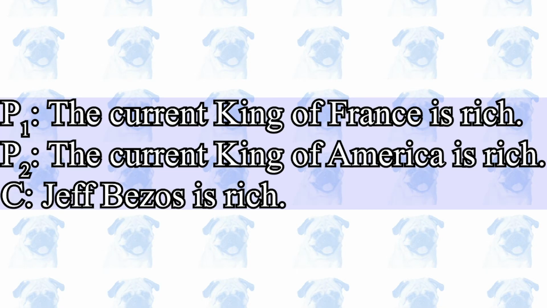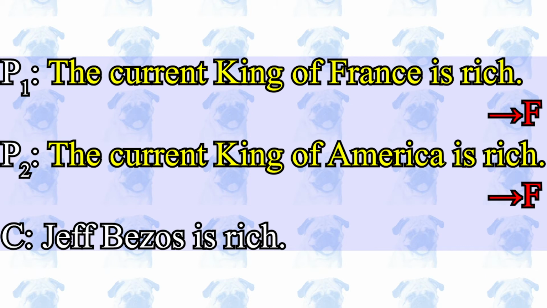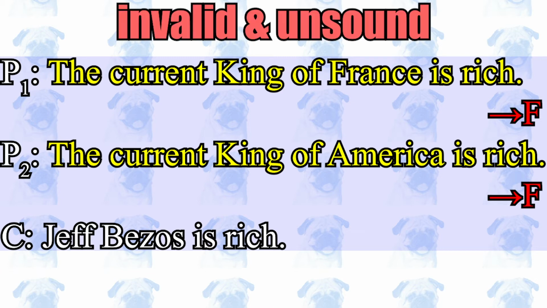5. The current king of France is rich. The current king of America is also rich. Therefore, Jeff Bezos is rich. The two premises of this argument are obviously false, since neither France nor the US is a monarchy. However, even if they were true, they have nothing to do with the wealth of Jeff Bezos. That is, the conclusion doesn't follow from the premises. Therefore, this argument is also invalid and unsound.